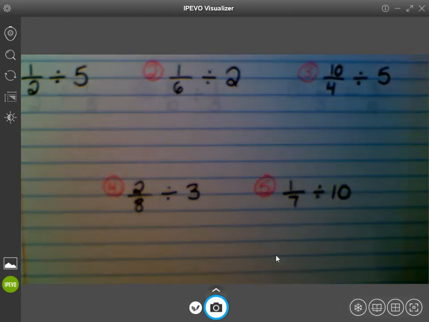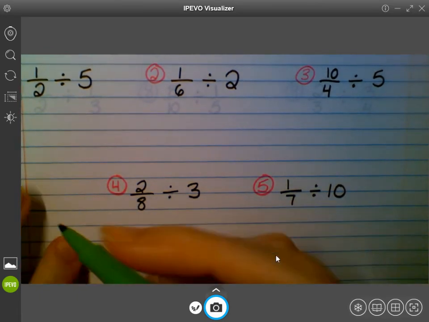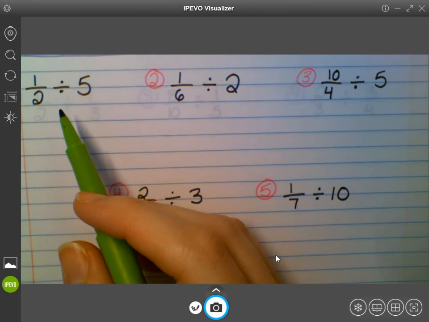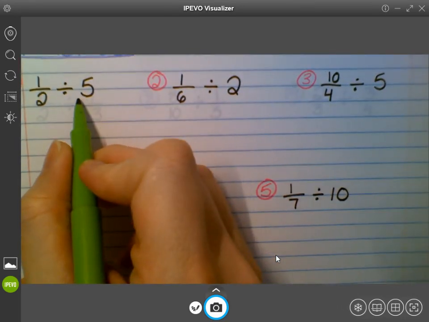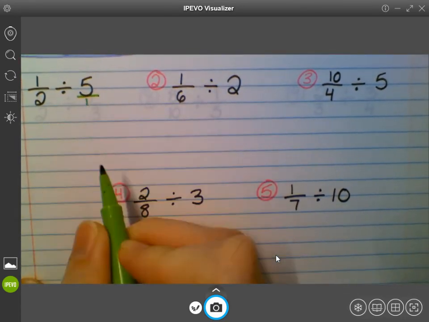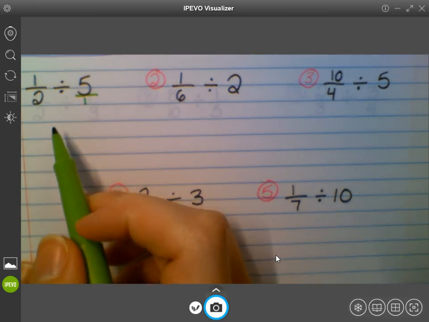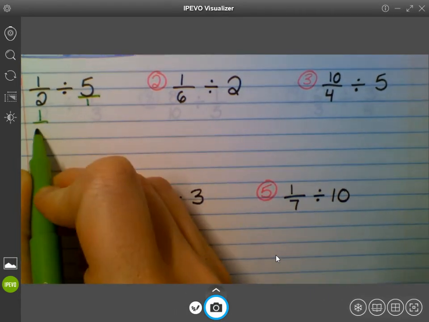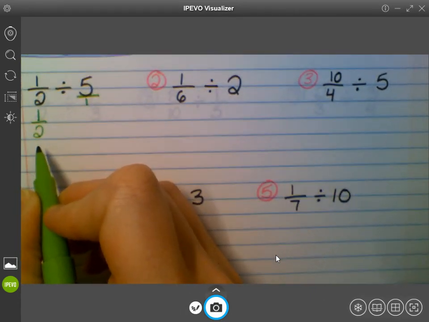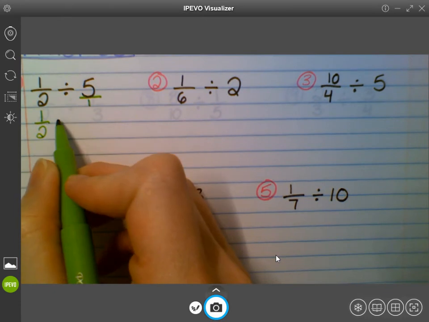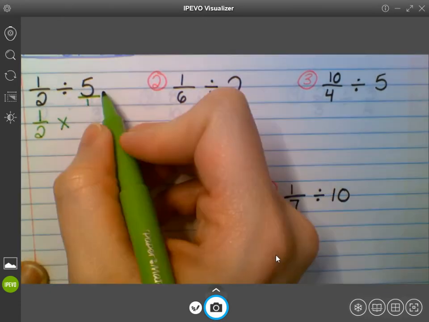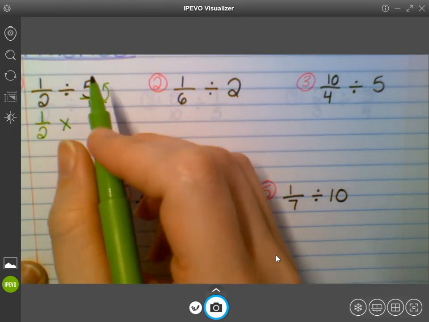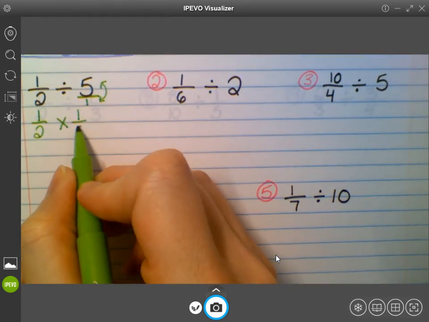Okay, so our first step is to convert our whole number into a fraction. What I usually do is I just right away put the whole number over 1 in the original problem. So 5 over 1. Then I need to keep the first fraction the way it is. So 1/2 stays 1/2. Then I change the division symbol to multiplication. And then I need to flip my second fraction so it's the reciprocal. So instead of 5 over 1, I have 1 over 5.